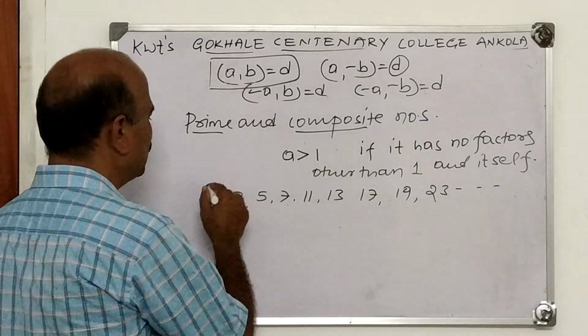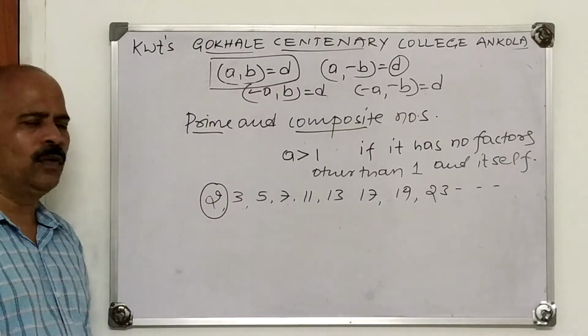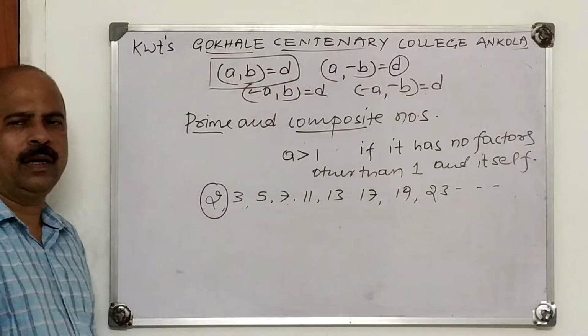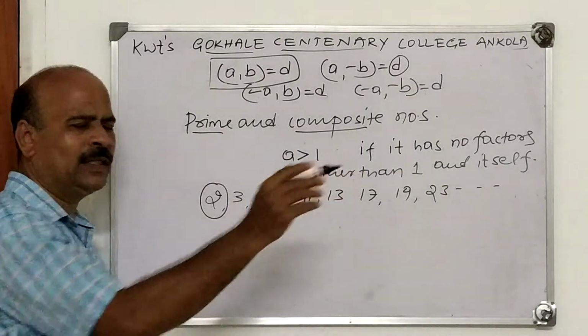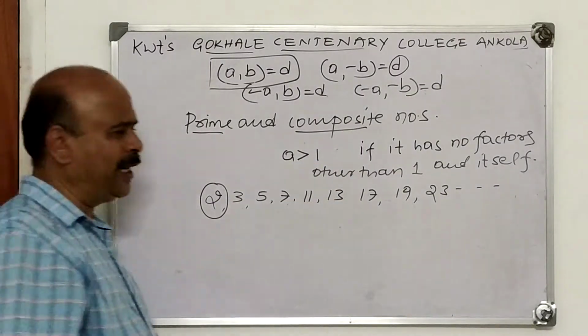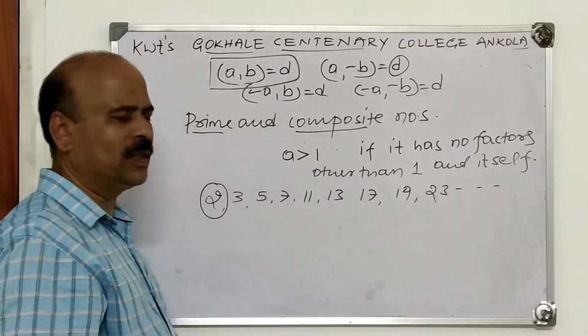The important thing is 2 is the only even prime number. All other prime numbers are odd. And this set is infinite. We prove that as an important theorem: the number of prime numbers is infinite.